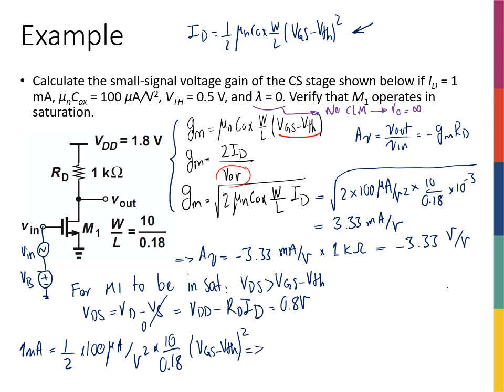Therefore, if you do the math, you're going to get VGS minus VTH squared equal to 0.36. Therefore, VGS minus VTH is equal to 0.6. Since VGS minus VTH is 0.6 and VDS is actually 0.8, I know that this condition holds and we are indeed in saturation.